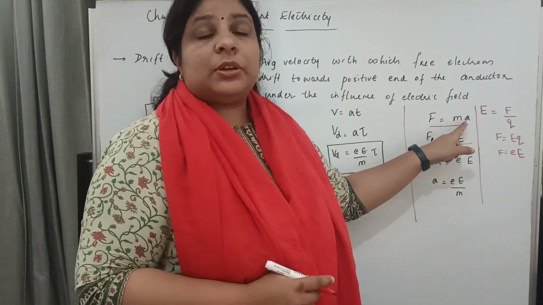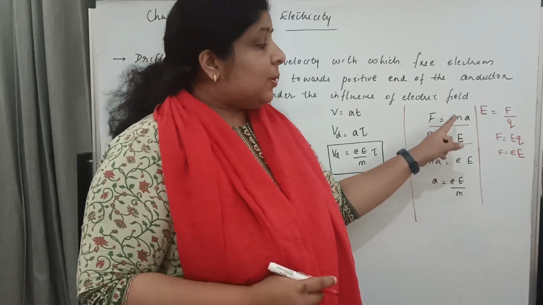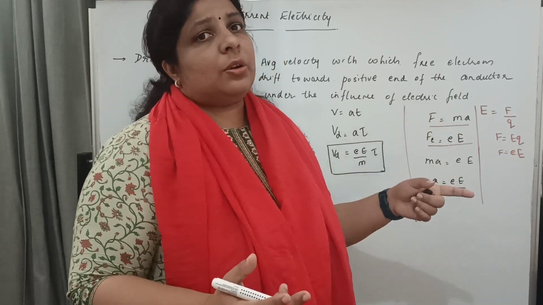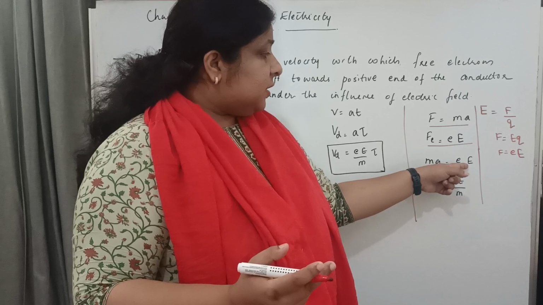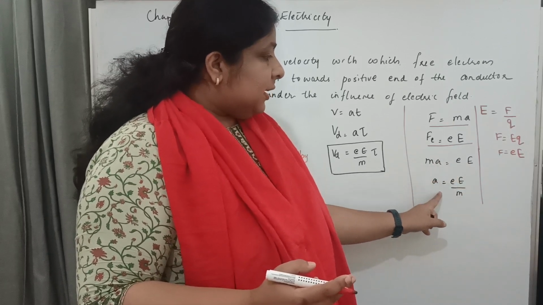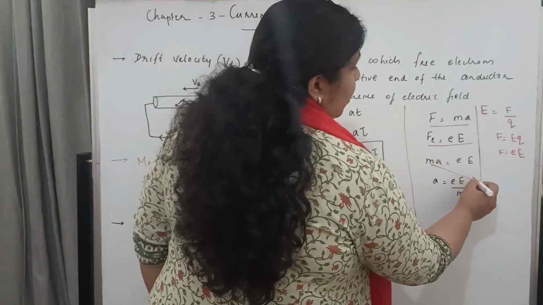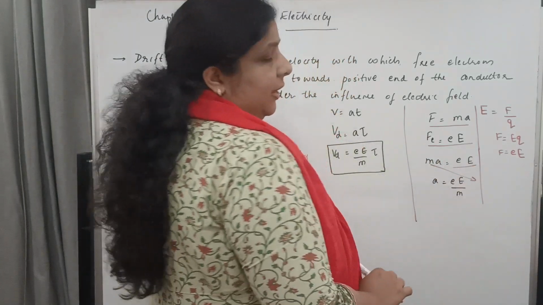So we have F is equal to ma as well as F is equal to eE. I can equate the RHS of both, since both are forces. So you will get ma is equal to eE. From here, acceleration is equal to eE by m.